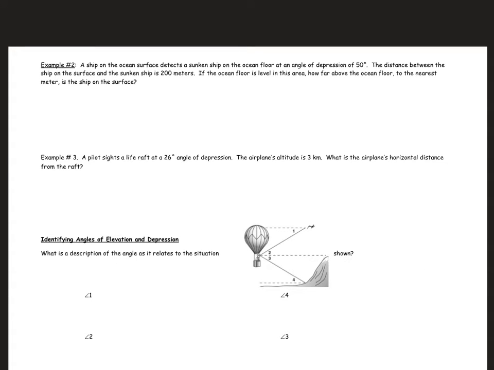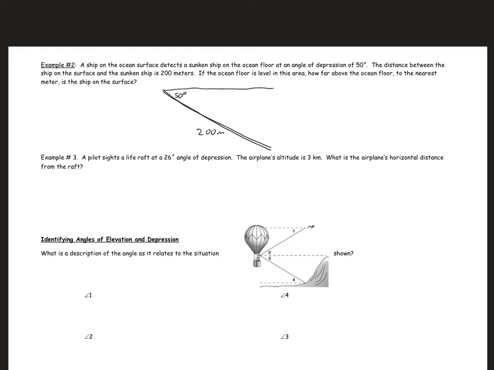Example number 2. A ship on the ocean surface detects a sunken ship on the ocean floor at an angle of depression of 50 degrees. So if we take a look, there's where the ship would be. We've got an angle of depression, right here, of 50 degrees. It says the distance between the ship on the surface and the sunken ship is 200 meters. So the distance, 200 meters from the ship on the surface to the sunken ship, is right here.